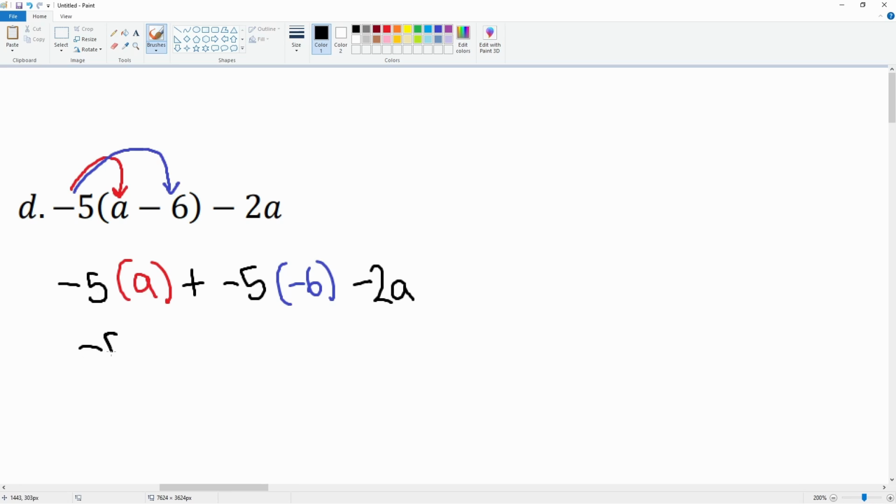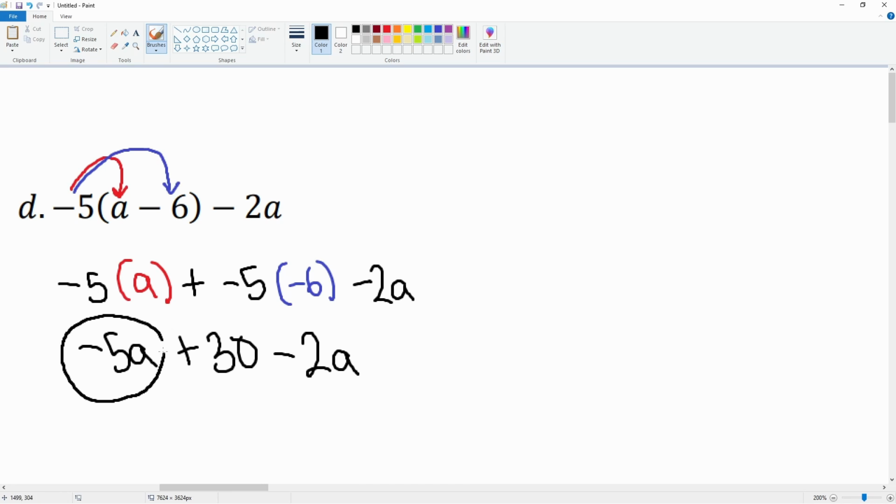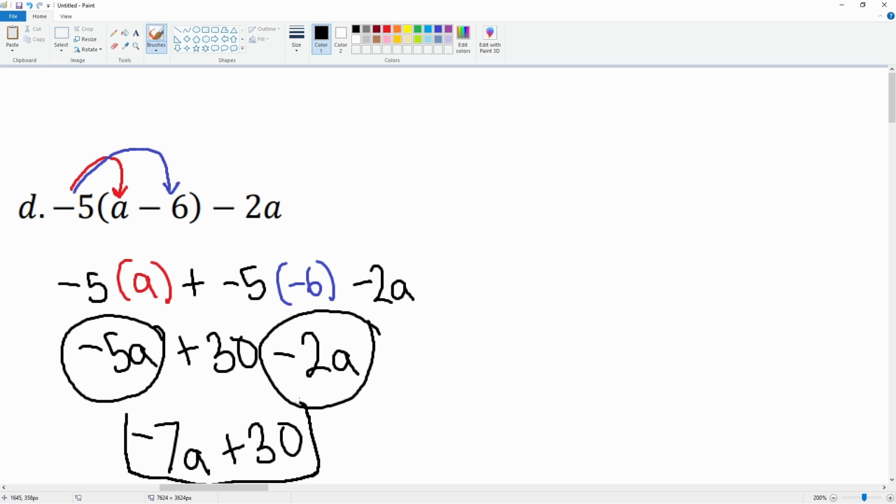-5 times a, -5a. -5 times -6 is +30. Negative times a negative is a positive. And then bring down the -2a. Okay, these are like terms and they can combine. -5a and -2a becomes -7a. Bring down the +30. That would be your complete answer here.